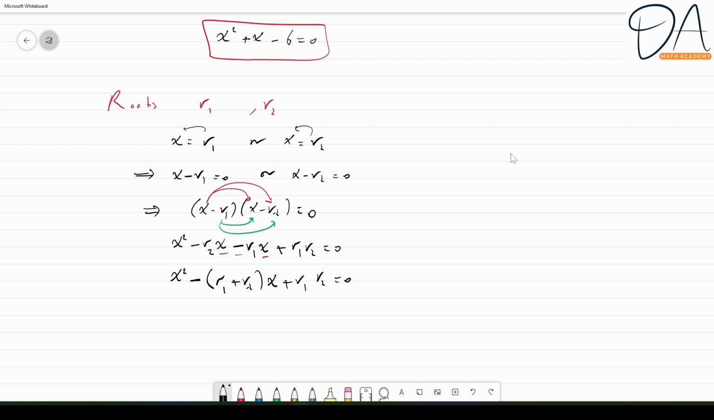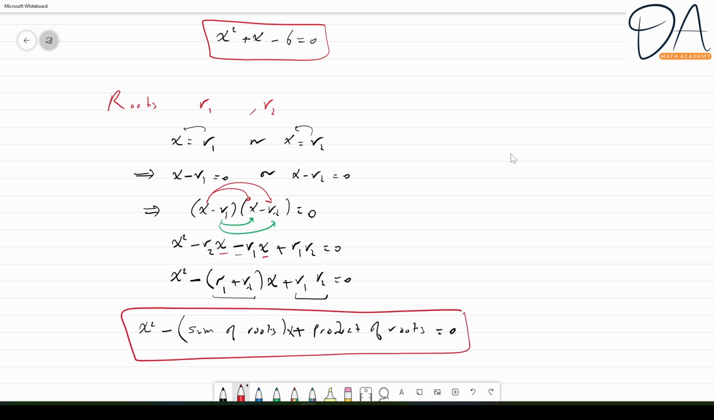And now we can see what we have in this general expression is the following: this is x squared minus, and if we look at this, we are simply adding the two roots. So this is the sum of roots times x, plus this part, which is simply the product of the two. So this is the product of roots, equal to 0. So this is the general formula that you can use to solve directly without having to follow these steps. You can find the quadratic equation directly.